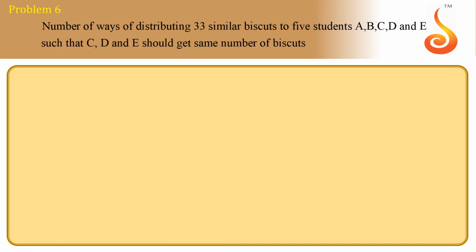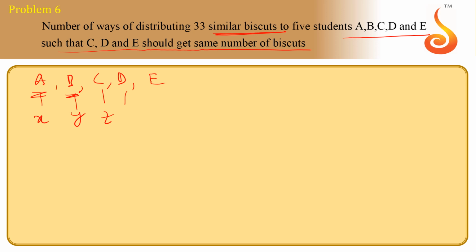Next problem. Number of ways of distributing 33 similar biscuits to 5 students A, B, C, D, E, such that C, D, E should get the same number of biscuits. Okay. So you have A, B, C, D, E. So 33 biscuits you have to distribute. So assume A is getting X biscuits, B is getting Y biscuits. These three fellows are getting Z, Z, Z. So this implies X plus Y plus 3Z must be equal to 33.